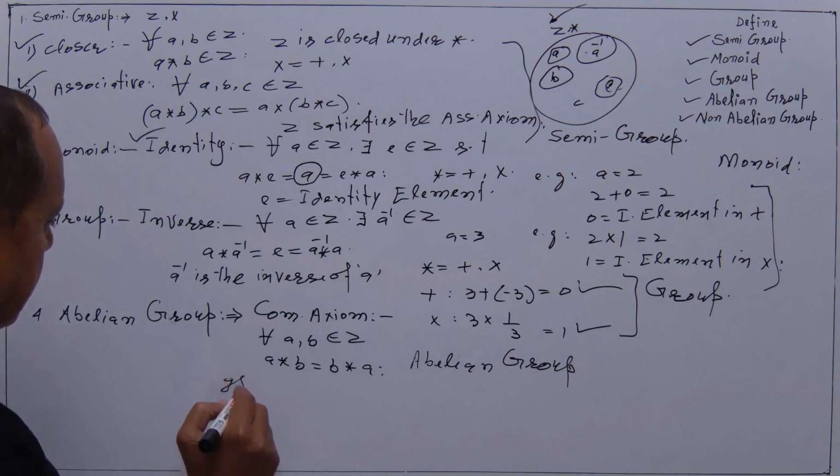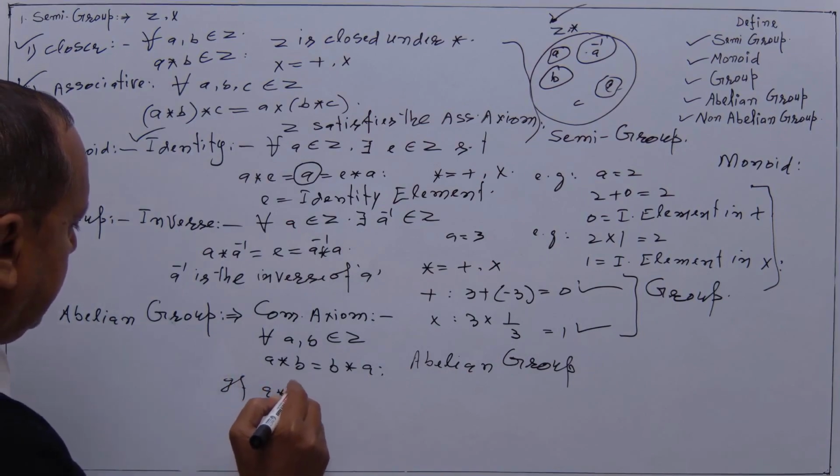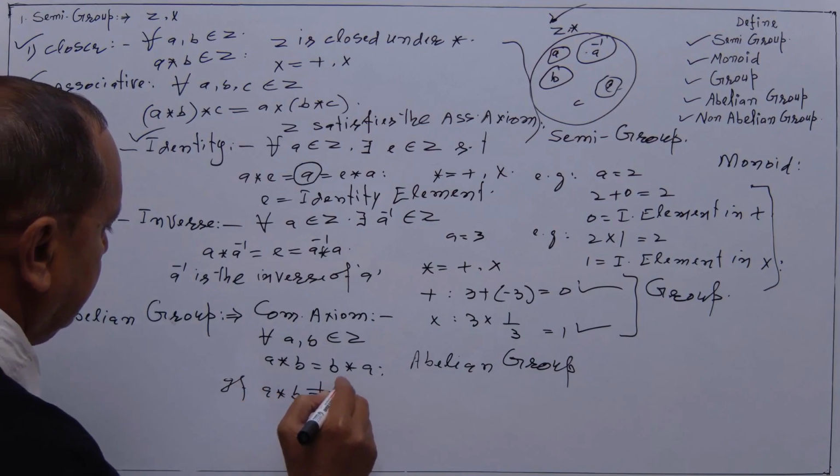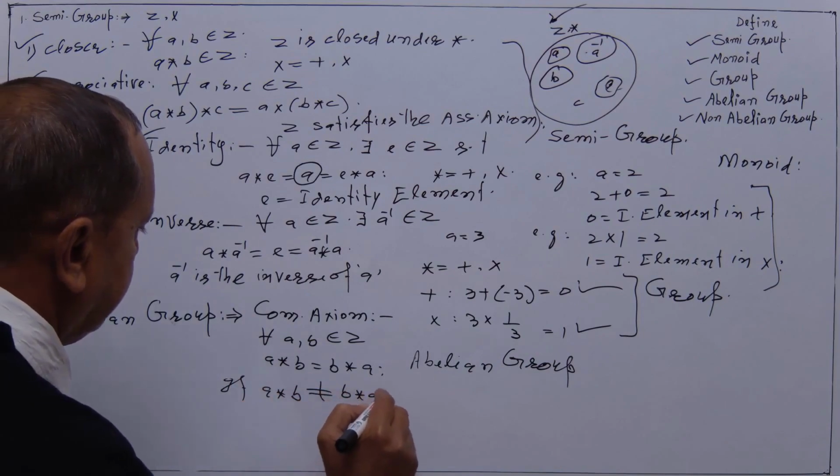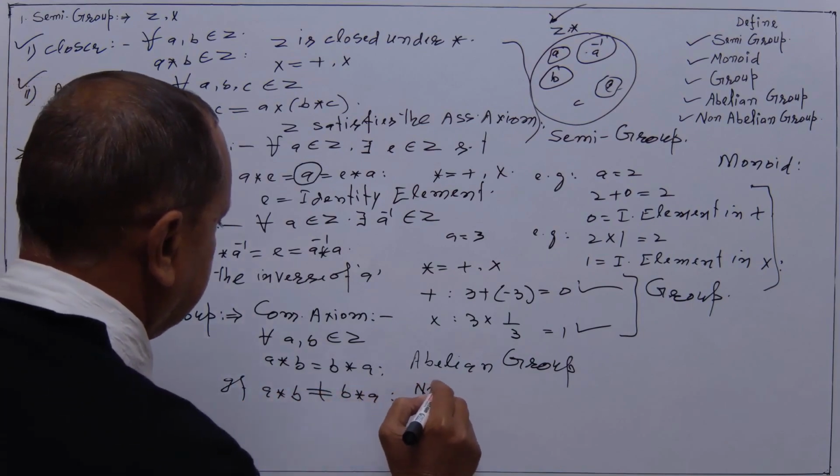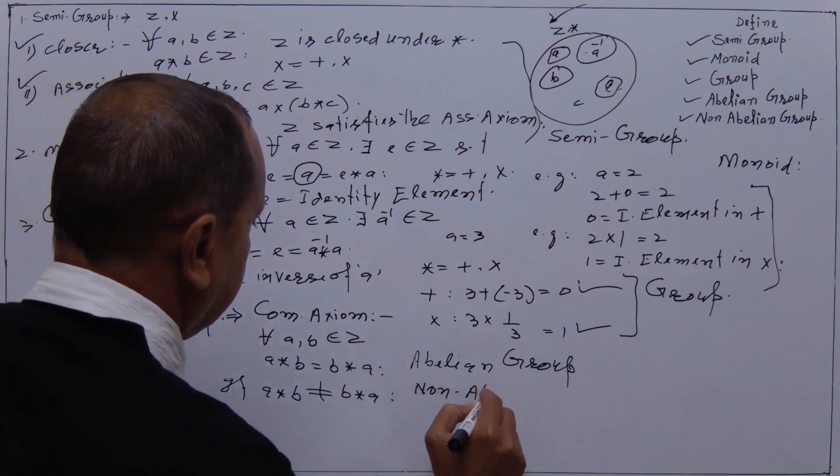If a star b is not equal to b star a, then it is called a non-abelian group.